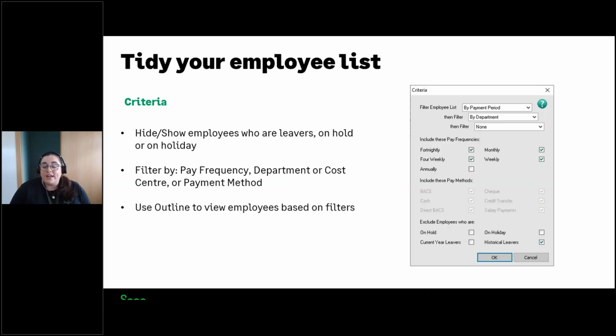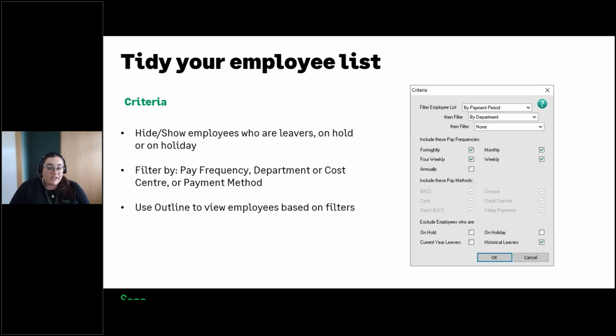So first thing we'll look at is the criteria option, and this is essentially different filters to show and hide certain employees based on their status. So if they're on hold, on holiday, leavers or historical leavers, you can filter by that, but also by their pay frequency, department, cost centre or payment method.